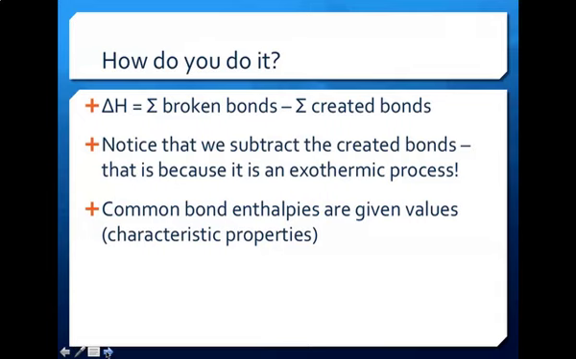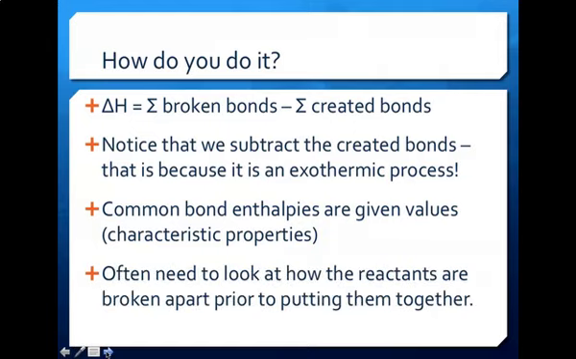And it's a characteristic property, just like density is a characteristic property. Water at room temperature always has a density of 1 gram per milliliter. All of these bonds that we're going to look at, let's say it's a carbon-carbon double bond, no matter what else is attached to the other sides of the carbons, is always going to have the same bond enthalpy, the same energy in that bond. We often need to look at how the reactants are broken apart prior to how they are then put together. So we're going to look at both sides of the reaction. And again, Lewis structures are going to come in handy for you.